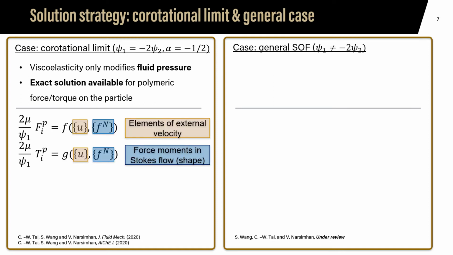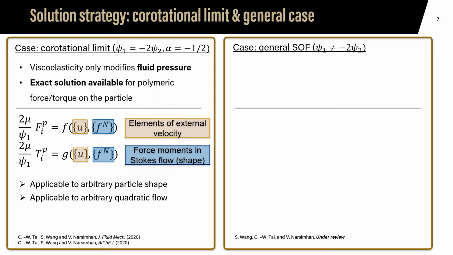The exact solution consists of elements from two major groups. One is the element from the external flow, such as the velocity gradient and vorticity. The other one is the force moment in Stokes flow, such as the Newtonian force and torque on the particle, which depends on particle shape and orientation. This model is applicable to any particle shape in an arbitrary flow profile up to quadratic order, and this model provides a qualitative prediction on the particle dynamics within the flow.